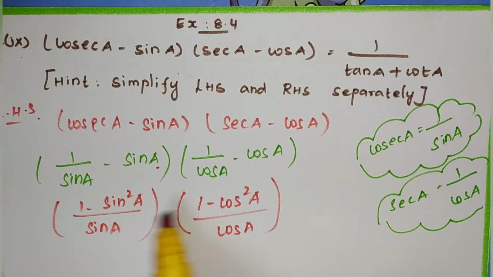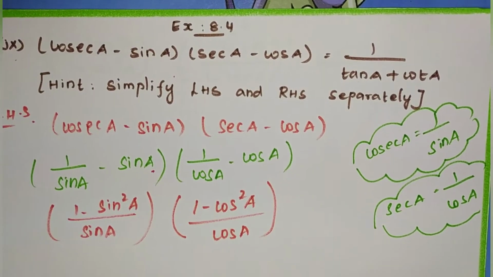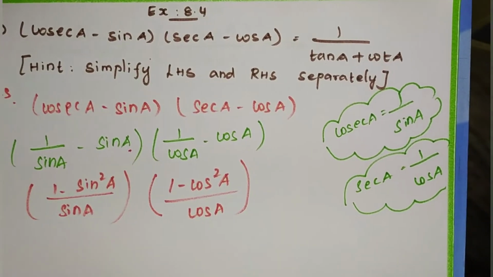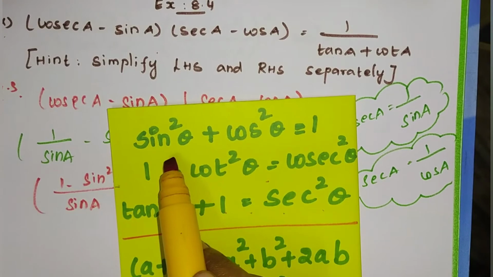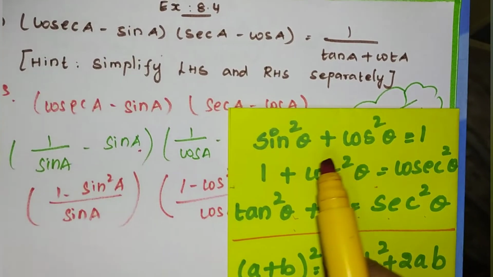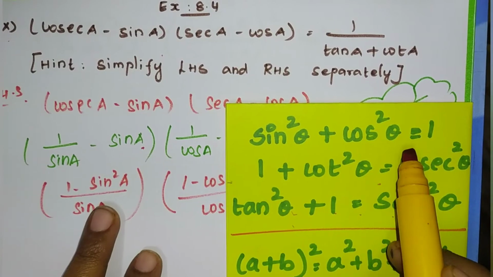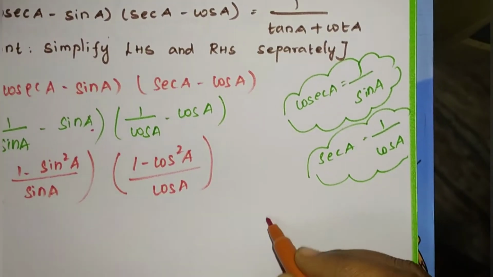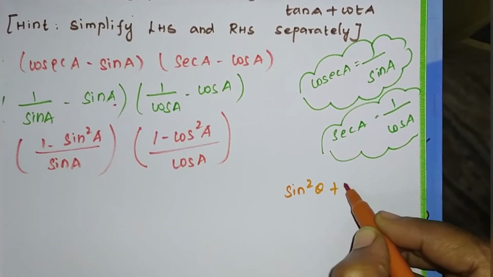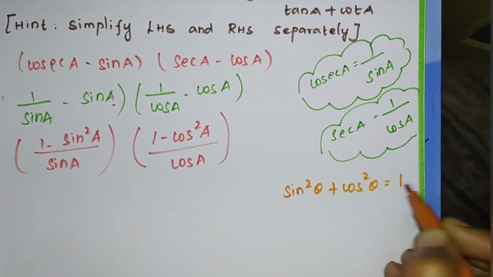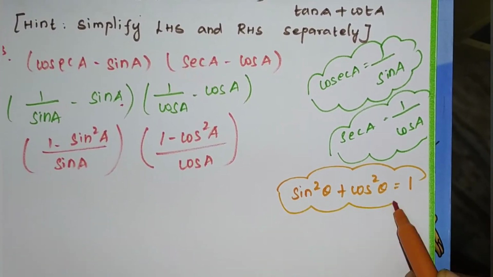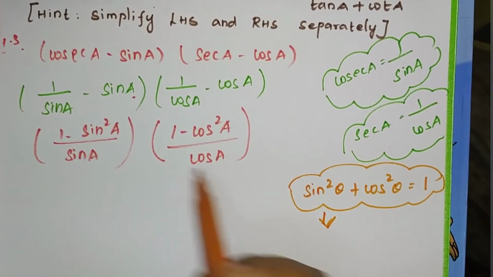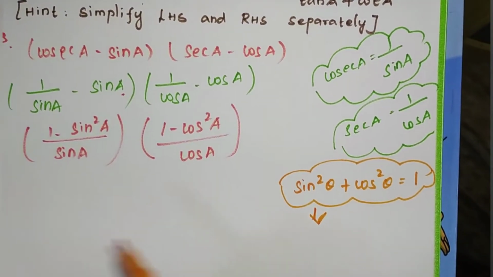Yes, we got squares. Now we can apply an identity here, no? Which identity can we choose? The first identity, sin, cos: sin square theta plus cos square theta is equal to 1. This identity only I am going to use. This is the main trigonometric identity, and other trigonometric identities also we can derive by using the main trigonometric identity.